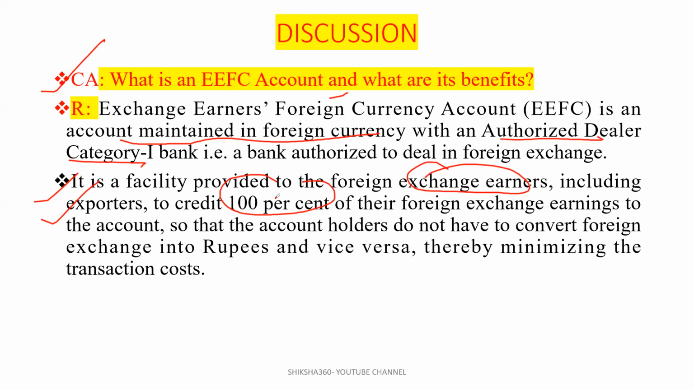Like there are exporters, exporting their goods to different countries. And they will get payment. Earlier, if they had an account maintained in India in Indian currency, they would get their payment in Indian rupees, after bearing all the costs, that is, conversion cost and sometimes currency fluctuation also. So they were suffering losses from that, and for minimizing the transaction cost, an EEFC account is to be opened.